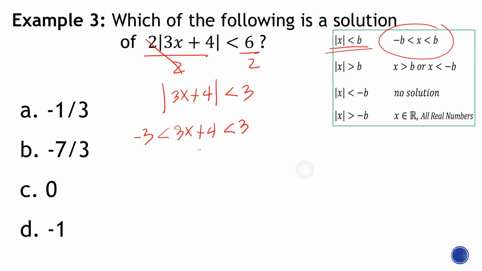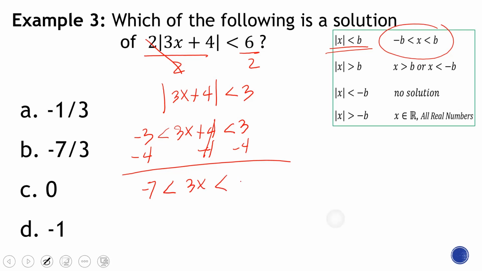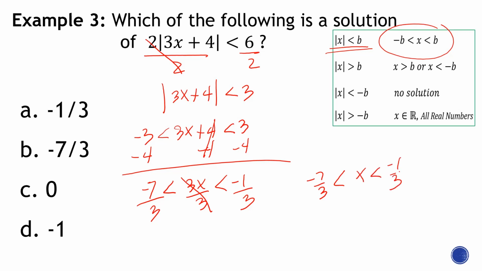Next, subtract 4 from all parts, because what we want in the middle is just x. So this is -7. This is -1. Next, divide by 3 on all parts. So we have negative 7 over 3 less than x less than negative 1/3.